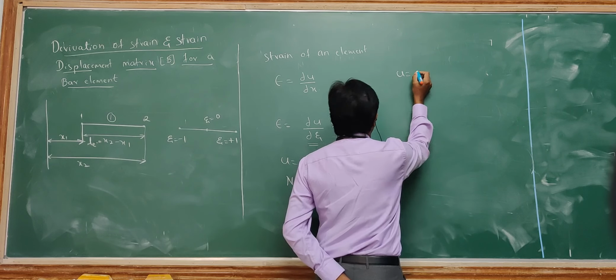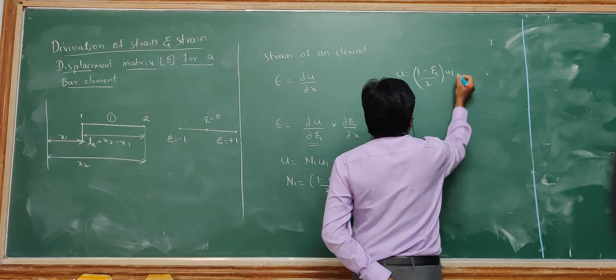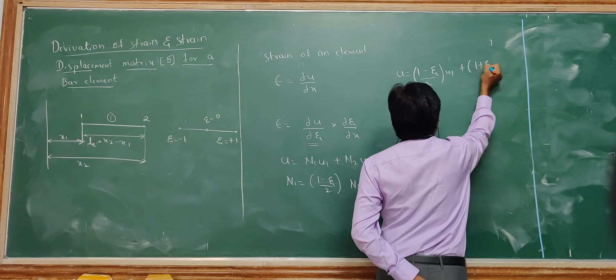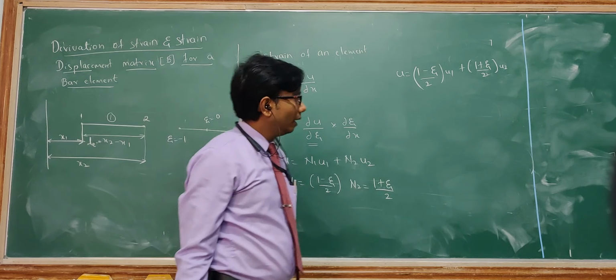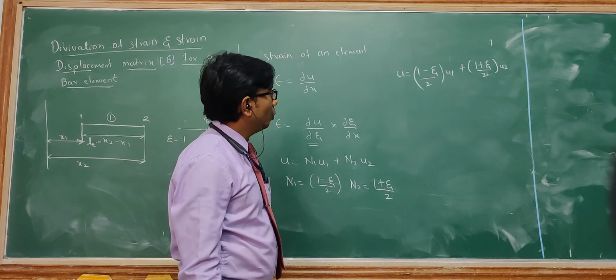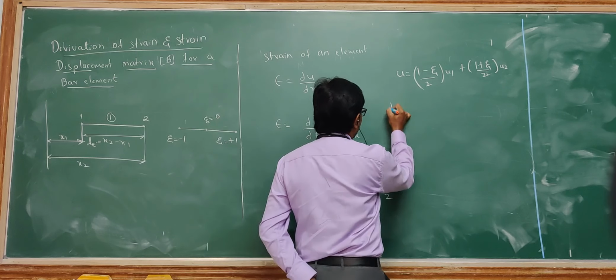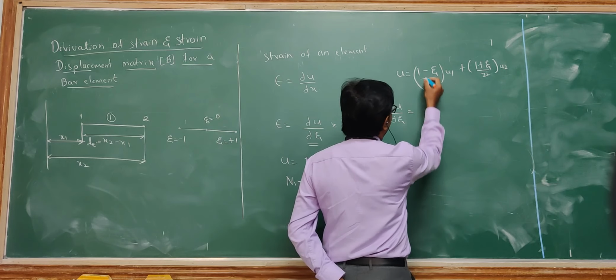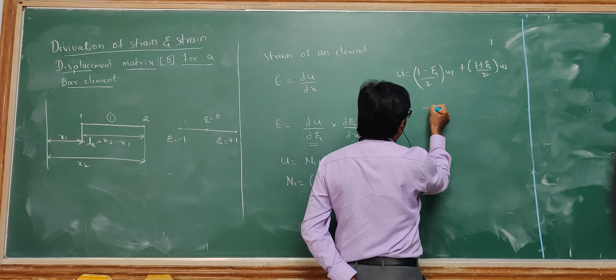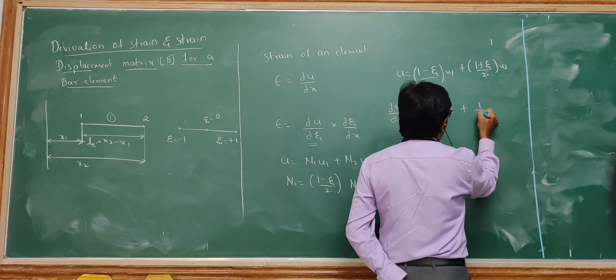So u is equal to N1, which is nothing but (1 minus zeta) by 2 into u1, plus (1 plus zeta) by 2 into u2. Okay, (1 minus zeta) by 2 u1 plus (1 plus zeta) by 2 u2. So when I do the differentiation, dou u by dou zeta, what I am getting is minus 1 by 2 u1 plus 1 by 2 u2.